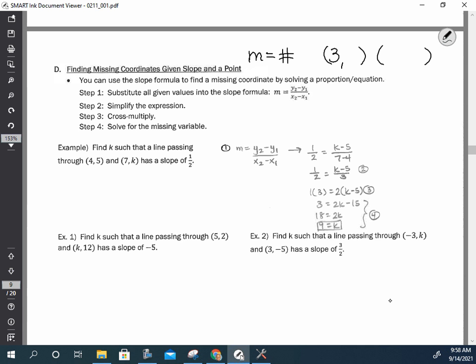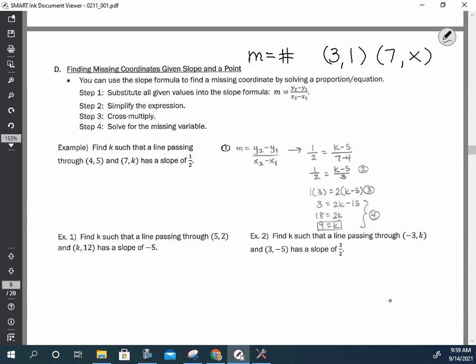One of the points is going to be completely filled in. The other point is going to have one number given and one number missing. So now we have to solve for that number. To do this, we're going to be using equations and proportions similar to what we did in unit number 1. So now we're applying something we learned in unit number 1.